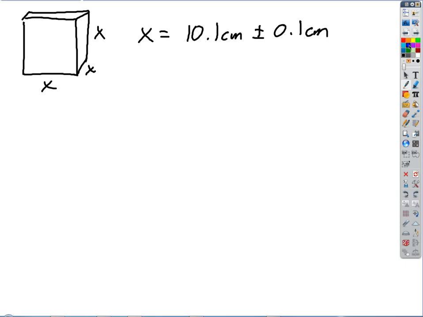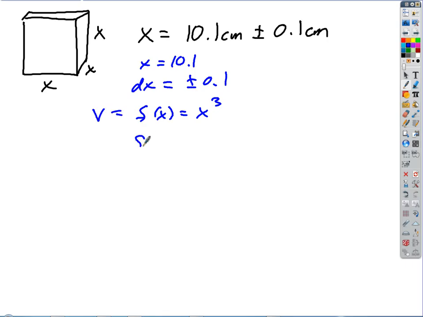Okay, what's x? So that's 10.1, isn't it? Right? So x is 10.1. I was starting easy. What's dx? Plus or minus 0.1, so that's not much harder. What's f of x? Yeah, right, because we're calculating a volume here, aren't we? Okay, so then what's f prime?